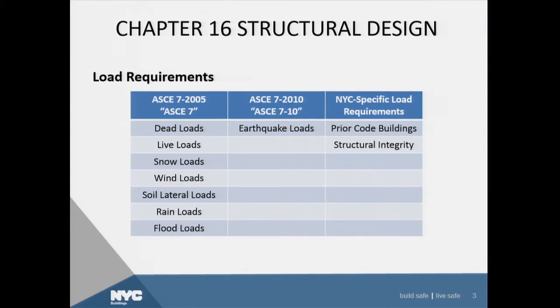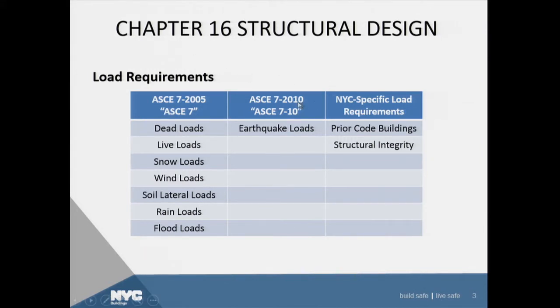So again, ASCE 7, this is the big one as far as structural engineers are concerned. This is where your basic load requirements come from. And here's just a little summary table to show you where the different load requirements came from. Now again, we have two different editions of the same standard referenced in the 2014 New York City Building Code. ASCE 7 2005 is indicated in the text as ASCE 7, and it's referenced for the vast majority of the loads referenced in the code. Dead, live, snow, etc., it's all there.